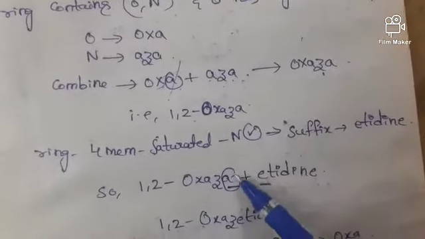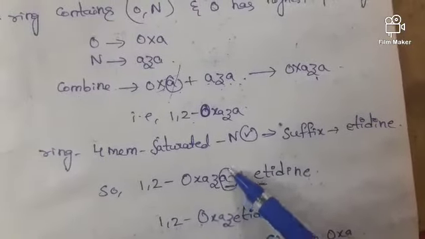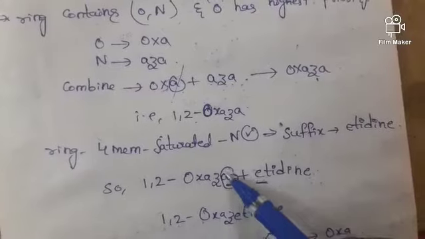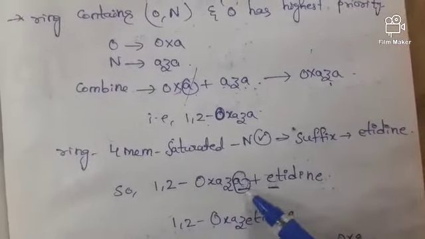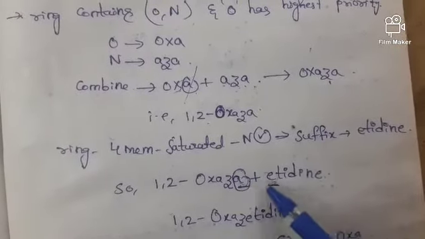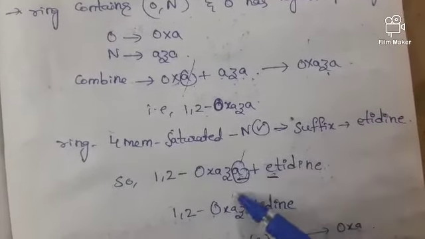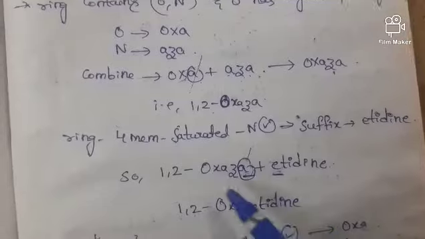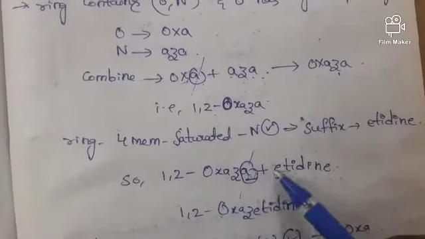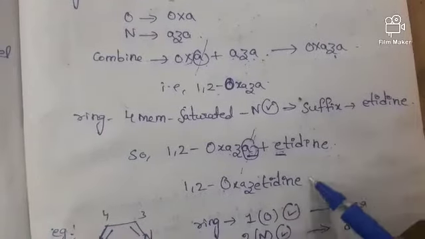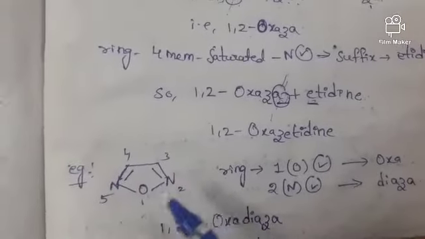Here also, we have to look at the last letter of the first word and the first letter of the last word. So here we have A and E. These two are vowels, so we should remove the last letter of the first word and it should be written like 1,2-oxazetidine. Here A is omitted, that's why 1,2-oxazetidine. Okay friends, next let us look at this.